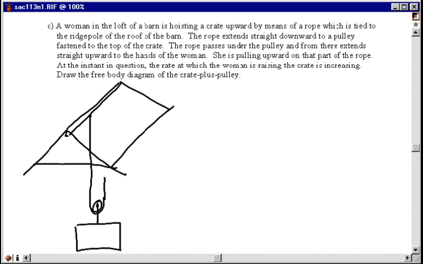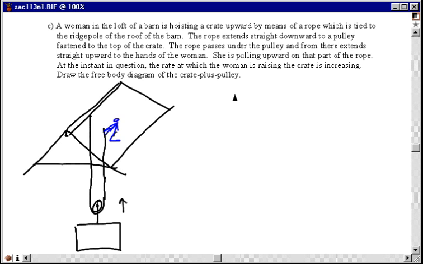Let's get her inside there. She's pulling upward on this segment of the rope here. So this is evidently a see-through roof here. So there's one of her arms, other arm there, and have her pulling upward on that segment of the rope. And in this case, the crate is going upward.